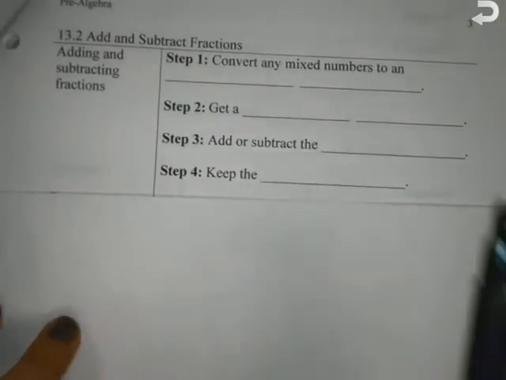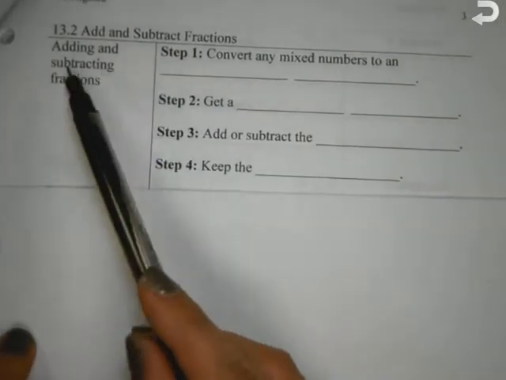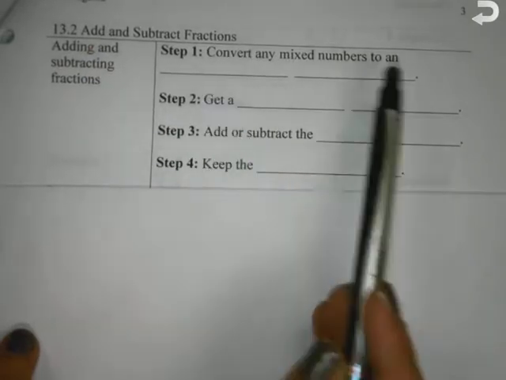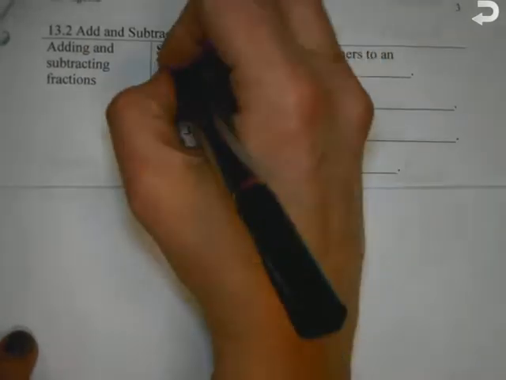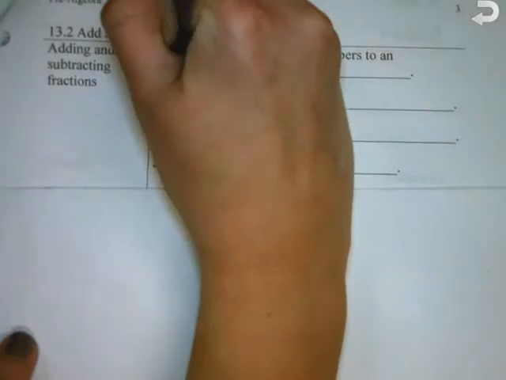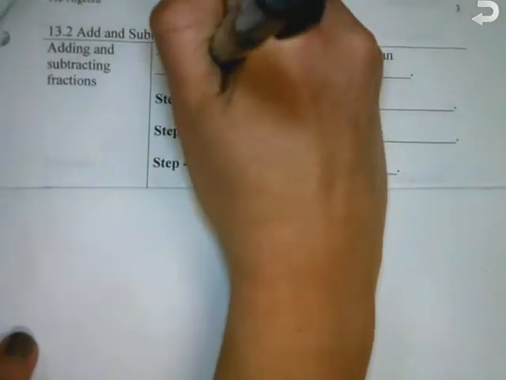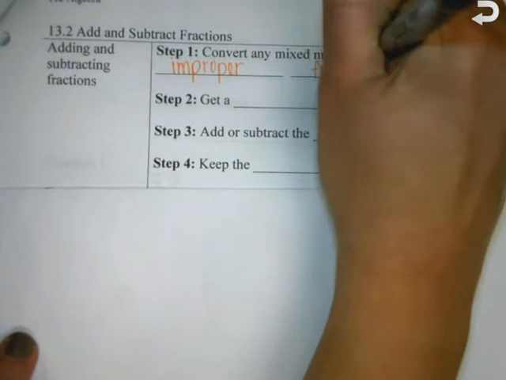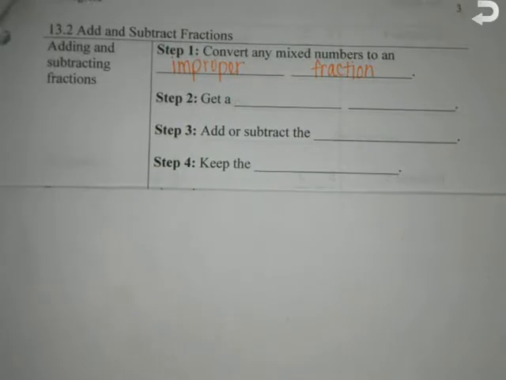So the first thing we're going to be looking at is adding and subtracting fractions. What we want to do is convert any mixed numbers to an improper fraction. Okay, the reason why we want to change them to an improper fraction is improper fractions are a little bit easier for us to work with. And when we start doing multiplication and division, we're going to have to change everything to improper fractions anyway, so we might as well be doing the same steps every single time.